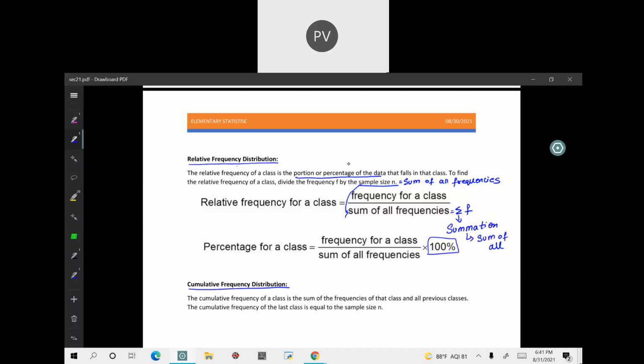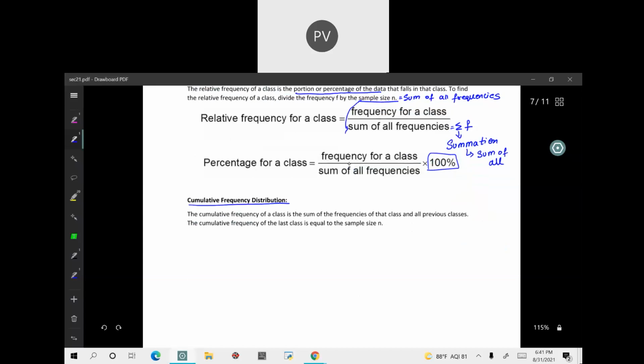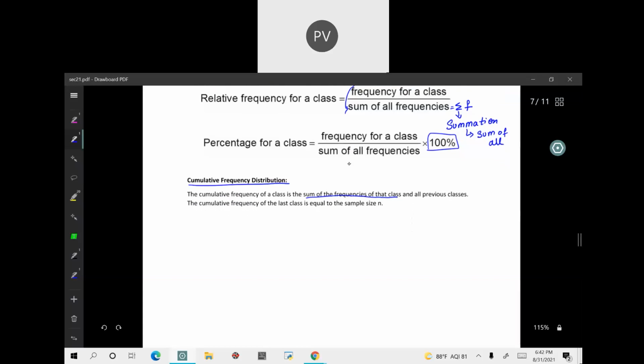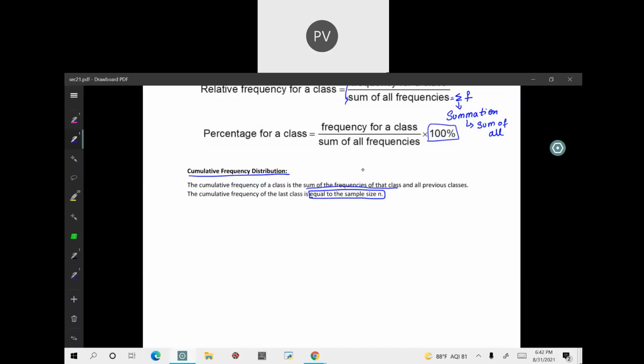Okay, so next is cumulative frequency. What is cumulative frequency? It is nothing but a sum of the frequencies of that class and all the previous classes. So how do you verify that? The cumulative frequency of the last class must be equal to the sample size, which means the sum of all frequencies. Okay, and you can write the relative frequency as a fraction, decimal or a percentage.